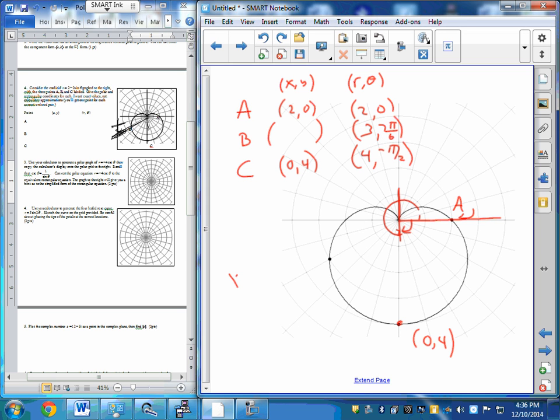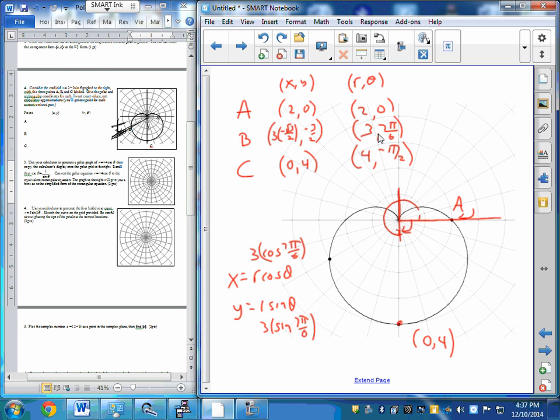And then once again, we need to go back. x is r cosine theta, and y is r sine theta. So x is going to be 3 times the cosine of 7 pi over 6. Again, this is a standard number. You should know that. So 3 times negative square root of 3 over 2. And then the y coordinate is 3 times the sine of 7 pi over 6. So 3 times negative 1/2, negative 3/2.